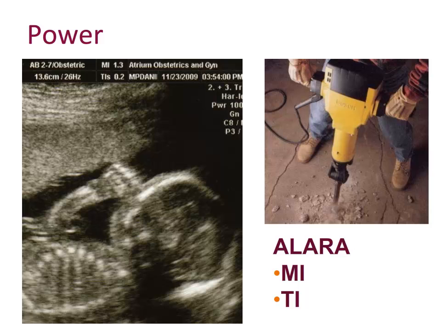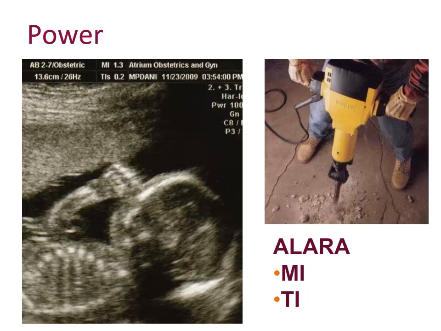TI represents the ratio of acoustic power produced to the power required to raise tissue temperature by 1 degree Celsius, and MI, on the other hand, is an estimate of likelihood of cavitation in tissue, also called histotripsy, where tissue is mechanically fractionated, resulting in tissue necrosis.